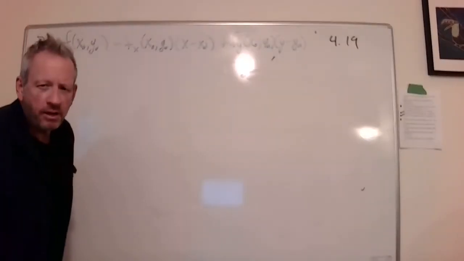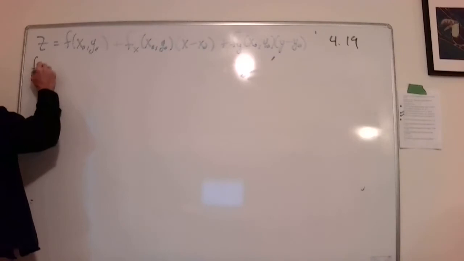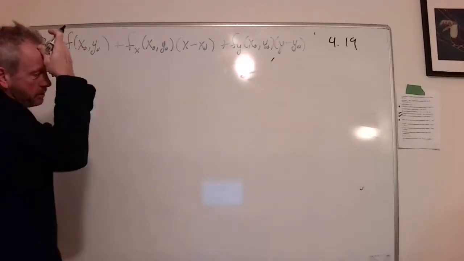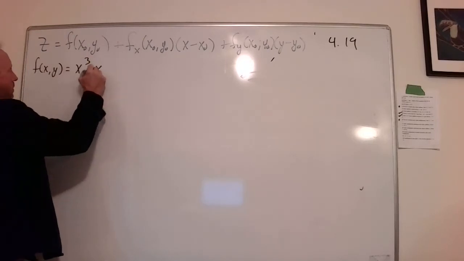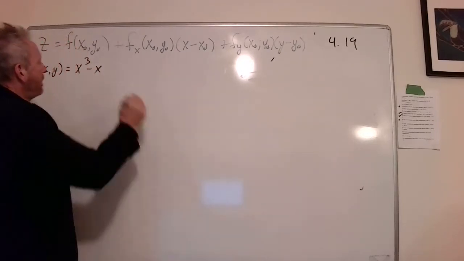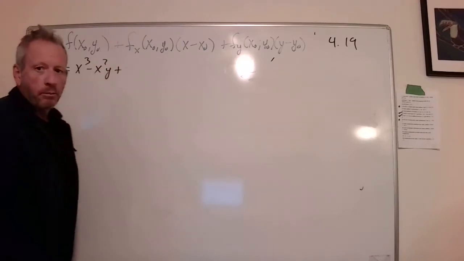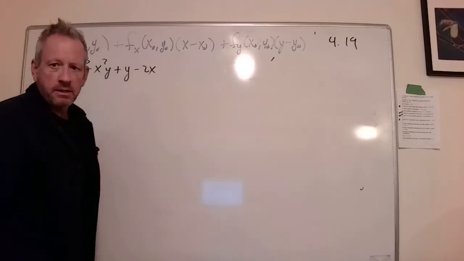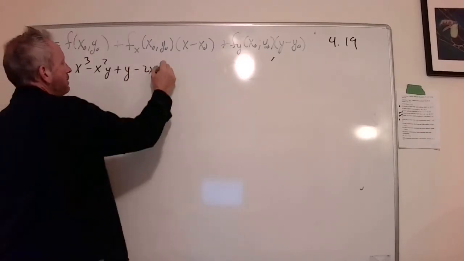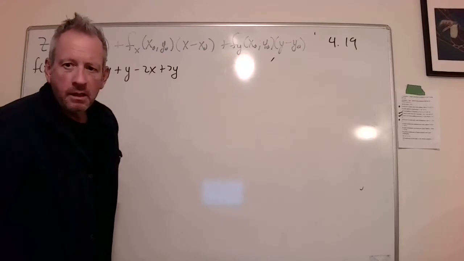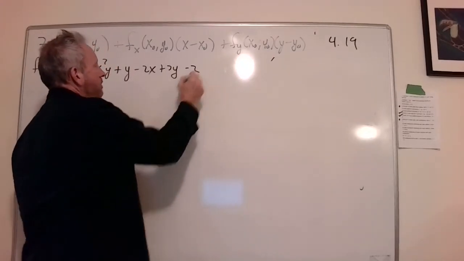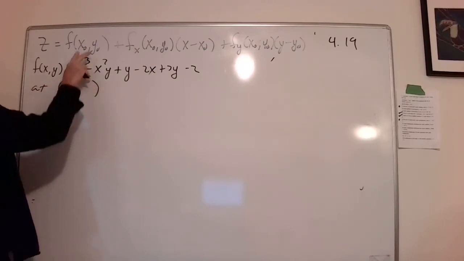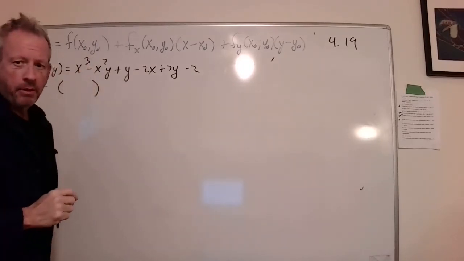And the equation looks like f of x, y is equal to x cubed minus x squared y plus y squared minus 2x plus 3y minus 2. So that's the function, and they gave us the point, so this will be the x sub naught, y sub naught, at the point negative 1, 3.